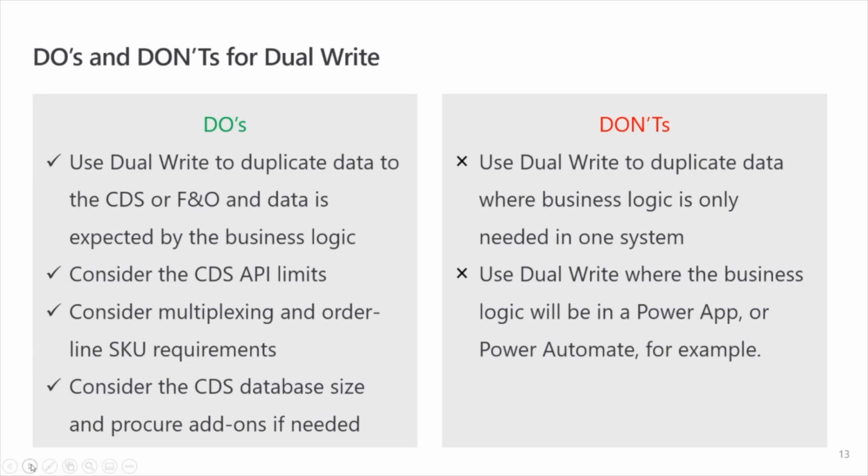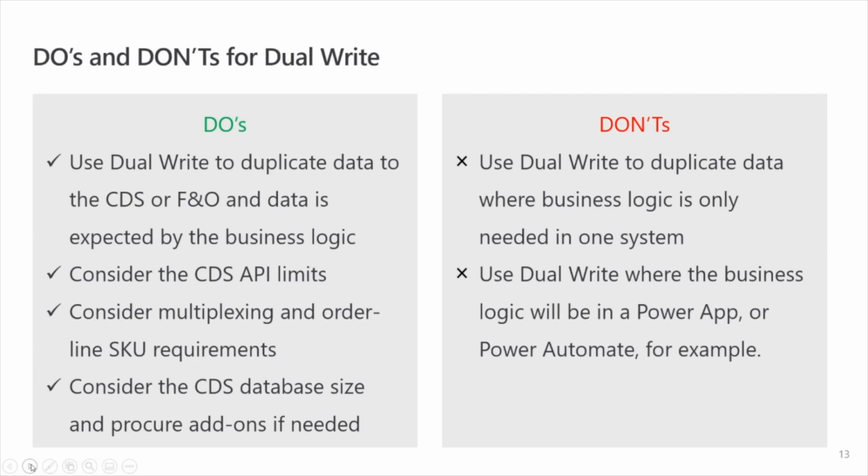You'll also need to consider multiplexing and those order line SKU requirements. If you're pulling into one of the 6 entities that are outlined in the licensing guide, it might be required that you either license the users on both the CDS or customer engagement app and in F&O, or that you purchase order line SKUs so that your production hardware is scaled correctly to support the volume of integrations and data that will be going through it.